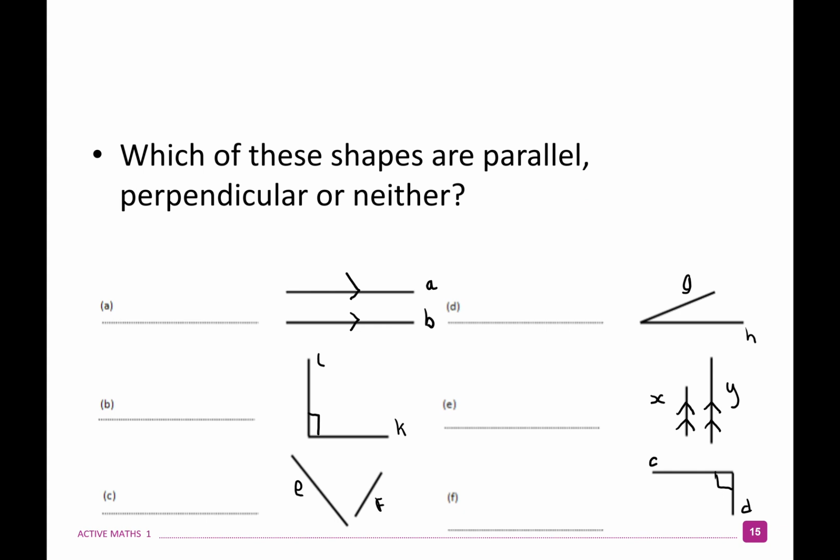Let's look at a few examples. We must state which of the shapes are parallel, perpendicular, or neither. We will use our correct notation to show whether they are perpendicular, parallel, or neither. In part A, I have two lines A and B. They both have an arrow on them, therefore these lines are parallel. We say that A is parallel to B. And to show parallel, we draw our two lines between A and B.